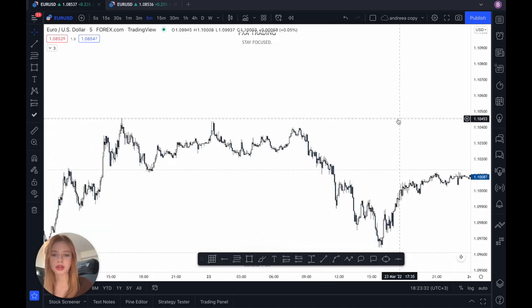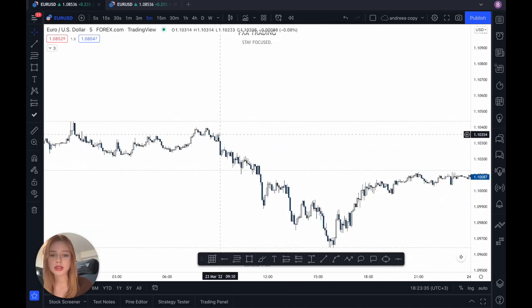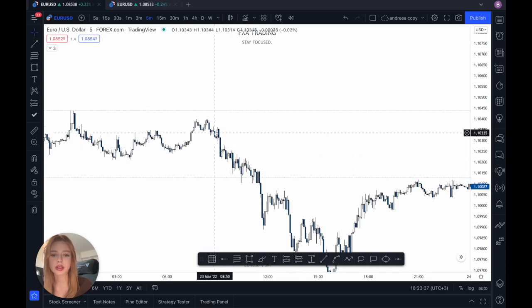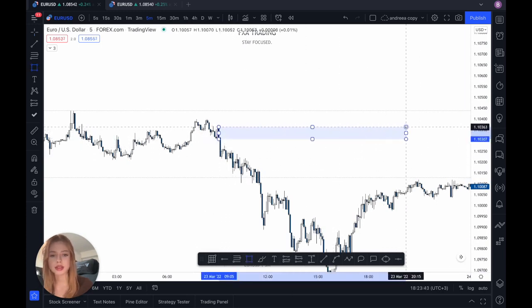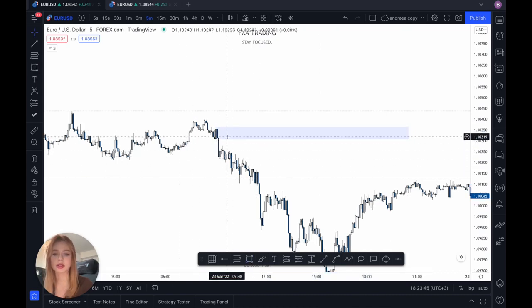A good example, if we zoom in a little bit, we can see the last bullish candle that caused the break of structure to the downside. So that is this candle right here, right? So this was the last one that caused the break of structure to the downside. So let me mark that up.